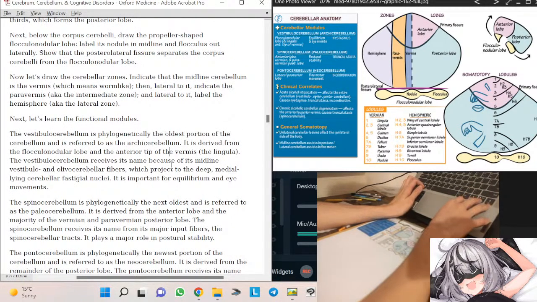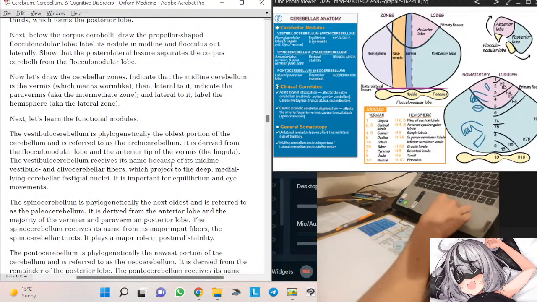Next, below the corpus cerebelli, draw the propeller-shaped flocculonodular lobe. Label its nodule in the midline and flocculus out laterally. Show that the posterolateral fissure separates the corpus cerebelli from the flocculonodular lobe. Now let's draw the cerebellar zones. Indicate that the midline cerebellum is the vermis, which means worm-like. Then lateral to it, indicate the paravermis, also known as the intermediate zone, and lateral to it label the hemisphere, also known as the lateral zone.